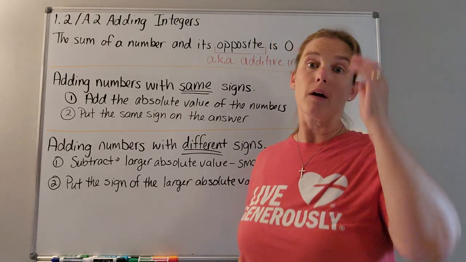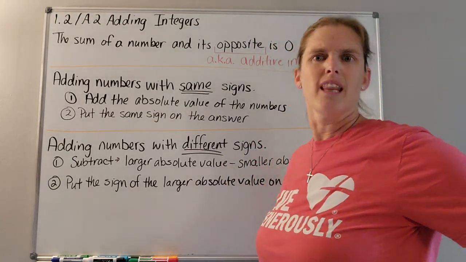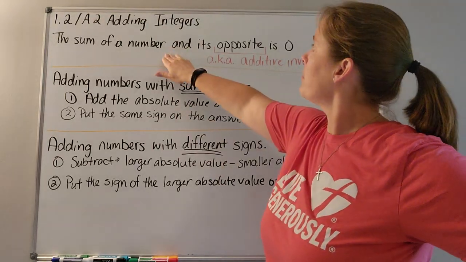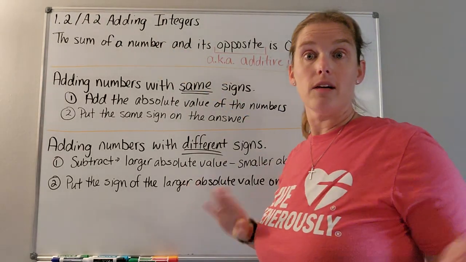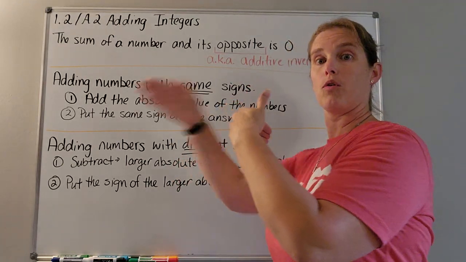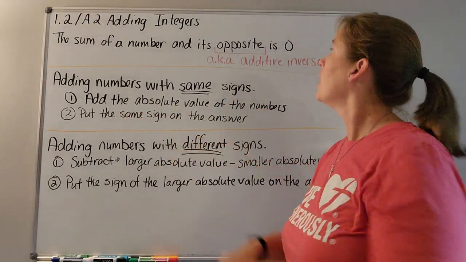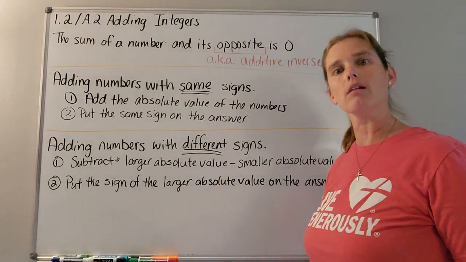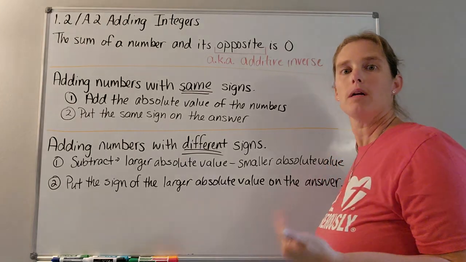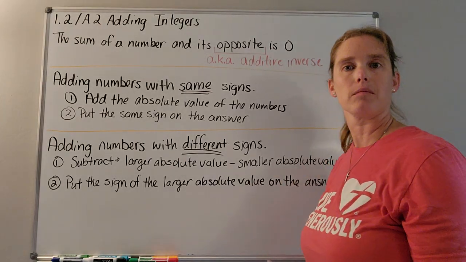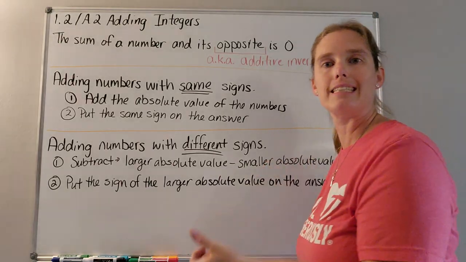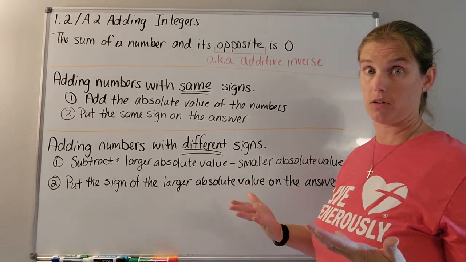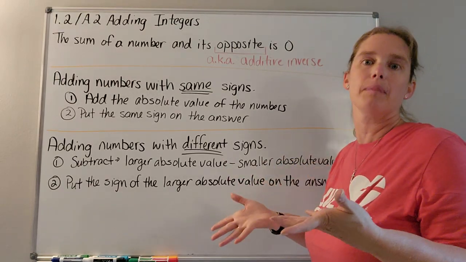All right, let's take a look at some rules and think about how absolute value works with this, and then we're going to do some examples that apply this idea. All right, so first thing, the sum of a number and its opposite is 0. We saw that. -4 plus 4, move 4 to the right, move 4 to the left, boom, we got back to 0. Well, that opposite is also called the additive inverse. If you ever hear that term, that's what it means.